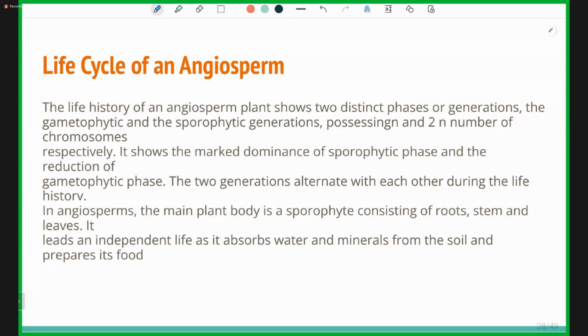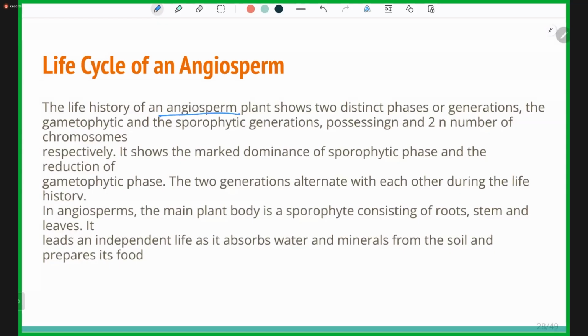But in case of gymnosperms and angiosperms, we now know that of the sporophytic and the gametophytic plant body, the sporophytic one is dominant, and the gametophytic one is reduced to only a few cells. So, in the life history of angiosperm, the sporophytic is the main plant body, whereas the gametophytic one is reduced to the male gametes, a few cells only. The male gametes which are produced, the egg which is produced, and not more than that.